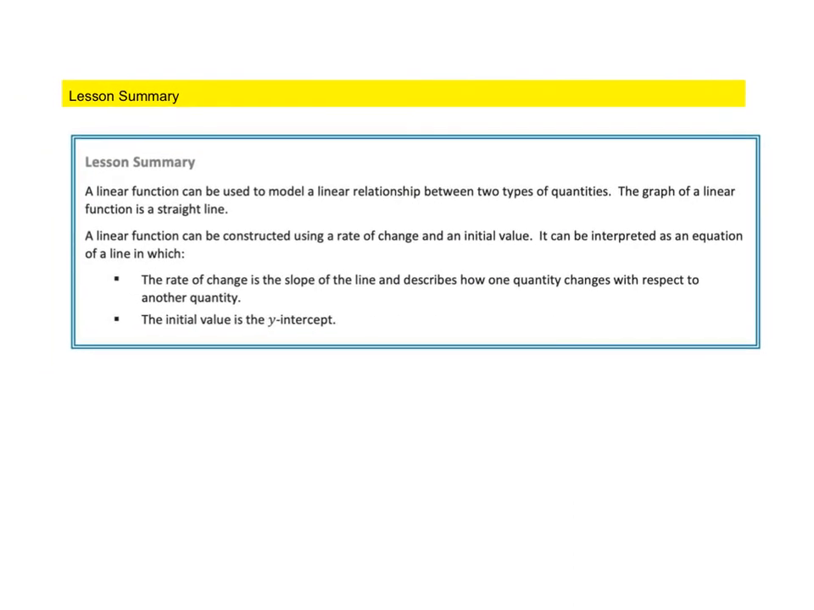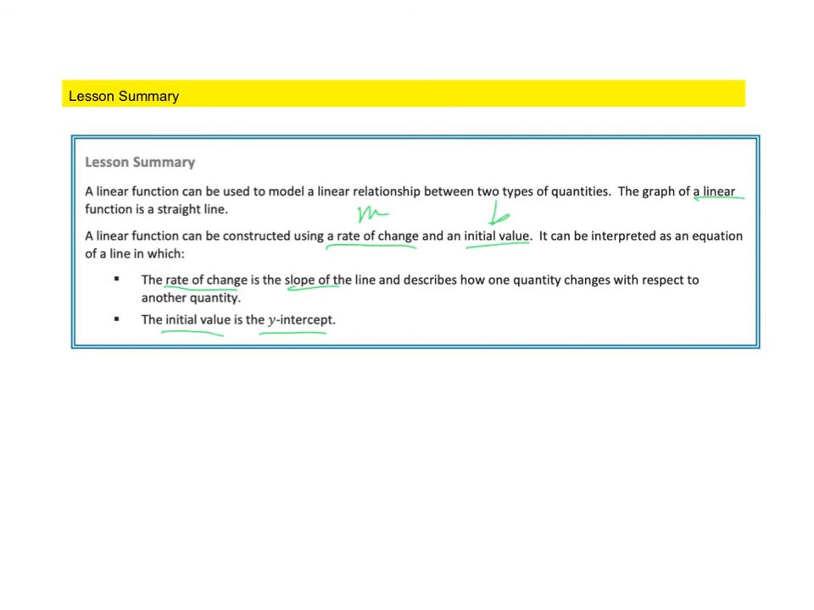All right, just to summarize our lesson today, a linear function can be used to model linear relationships between two types of quantities. The graph of a linear function, keyword linear, is a straight line. Okay? A linear function can be constructed using rate of change, that's our m, and initial value, that's our b, that's where we start. It can be interpreted as an equation of a line, in which that rate of change, that m value, is the slope, and it describes how the quantity changes with respect to another quantity. So in our example today, it was how much money you pay per minute. And that initial value, that's our y-intercept, our b value. Okay, so that is just to summarize our lesson before we move into our exit ticket today.